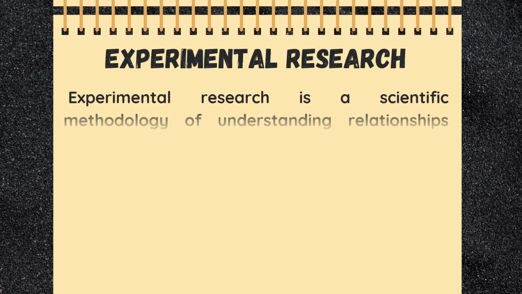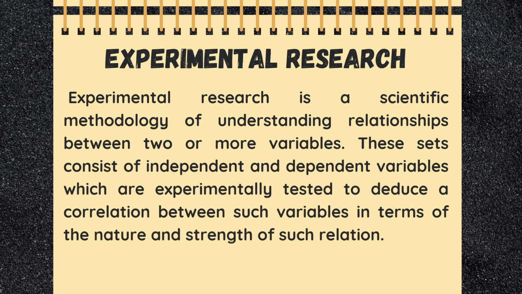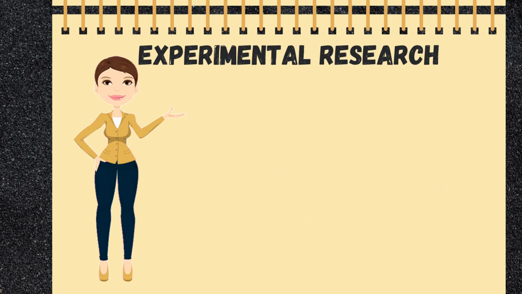Experimental research. Experimental research is a scientific methodology of understanding relationships between 2 or more variables. These sets consist of independent and dependent variables which are experimentally tested to deduce a correlation between such variables in terms of the nature and strength of such relation.